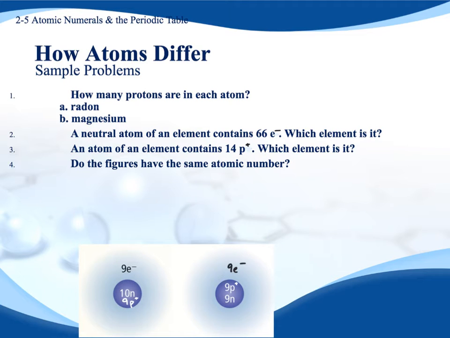With your periodic table, I want you to find radon and magnesium and tell me how many protons each of those have. You should have come up with 86 and 12 as the answer there. This one says a neutral atom of an element contains 66 electrons. Which element is it? Figure that one out. That should be element 66, which is dysprosium, Dy. An atom of an element contains 14 protons. Which element is it? You should get silicon with that one.